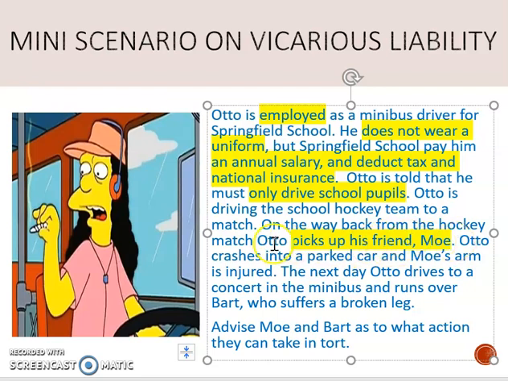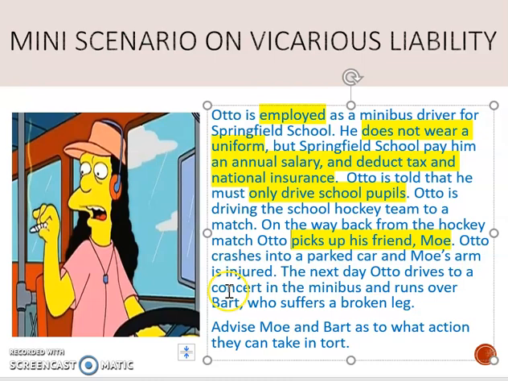So this is raising the issue here. Is he doing his job in a negligent way? And you've got to consider the cases such as Iqbal on doing work in an unauthorised manner. Or is he on a frolic of his own? Springfields are going to want to say he's on a frolic, so they're not responsible. But that's what we're going to have to determine. He crashes into a parked car, Mo's arm is injured.